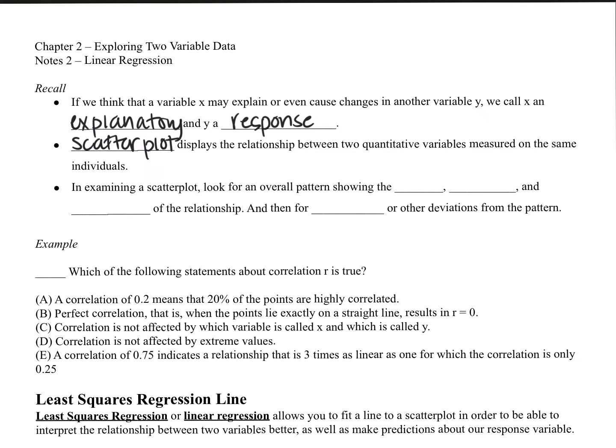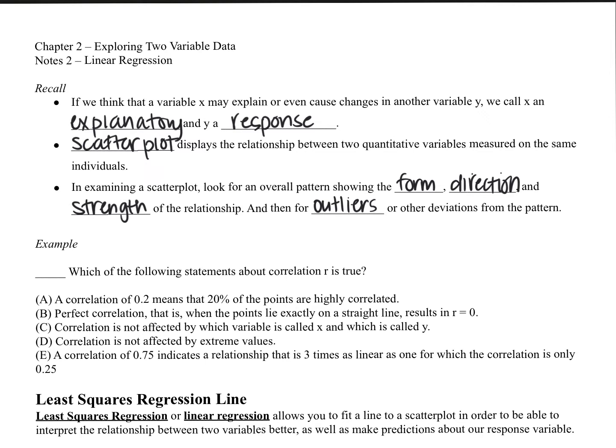In examining a scatter plot, we look for an overall pattern showing the form, direction, and strength of the relationship, and then we look for outliers or other deviations from the pattern. So that's a nice review of section 1.